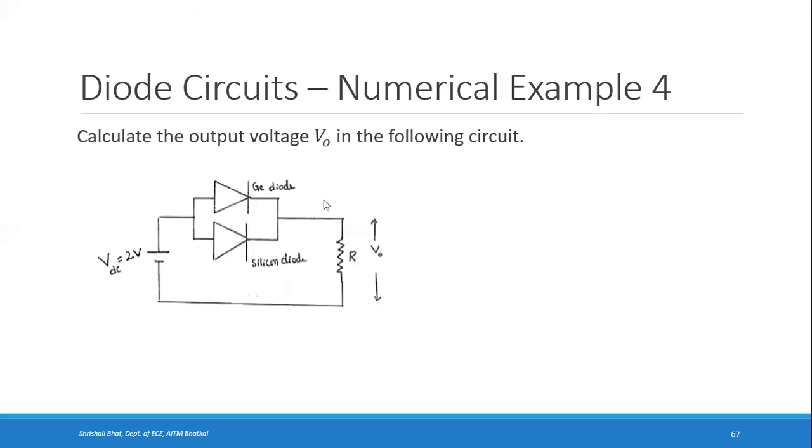Negative of the battery is connected to N side of both. Both of them are forward biased. But are both of them conducting? See, when a diode becomes forward biased, it will have a constant voltage drop across it, right? For a germanium diode, that constant voltage drop will be 0.3 volts. And for silicon diode, that constant voltage drop will be 0.7 volts.